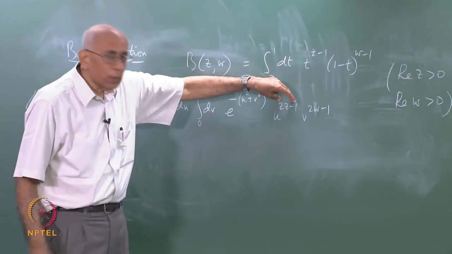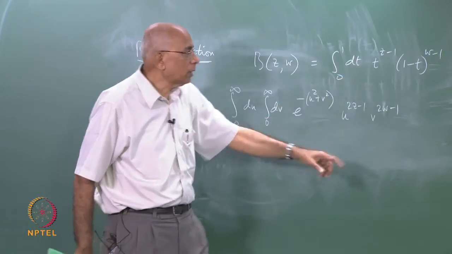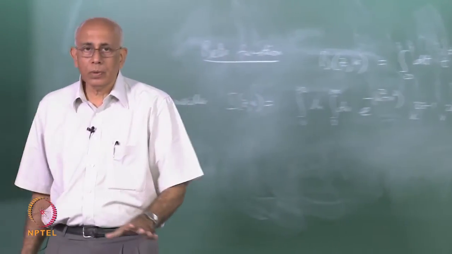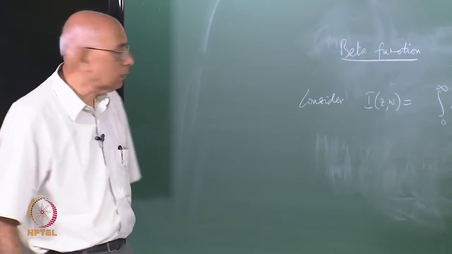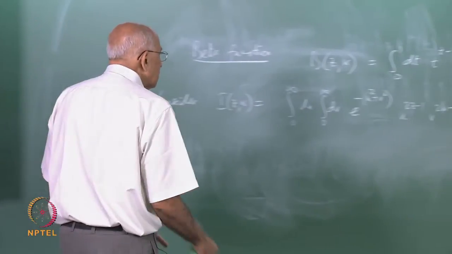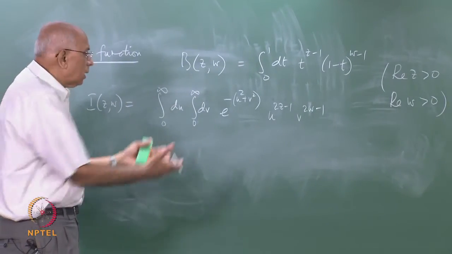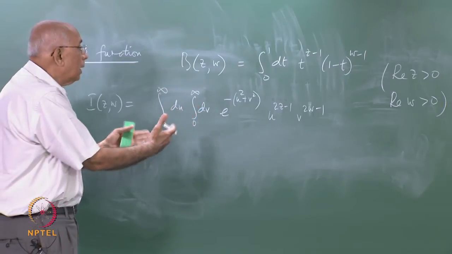You want this exponent to be greater than minus 1, which is this region: real z greater than 0, real w greater than 0, the right half plane in each of these variables. So I start with this and I can do two things. One of them is to write it immediately. It is just a factored form, two integrals multiplying each other, and I can read off those integrals.